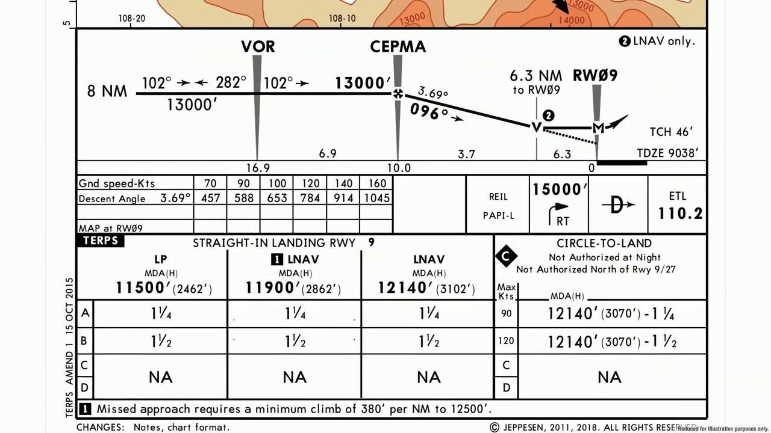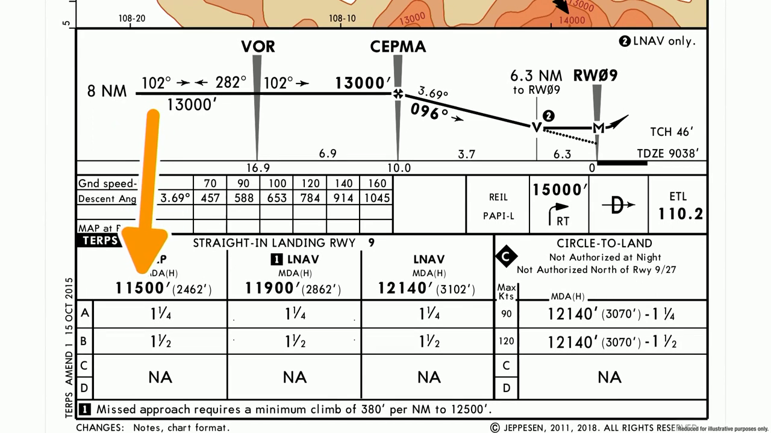So when you look at that, we basically have three sets of minimums, and they're climbing each time. We have localizer performance at 11,500 feet. We have LNAV/VNAV performance with a 380 feet per nautical mile climb gradient on the missed approach at 11,900, so 400 feet higher. And then we have a basic LNAV, which is using 200 feet per nautical mile missed approach climb gradient, and that goes up another 240 feet. So it's 12,140. What's the difference? The difference is the tolerances or the precision that you'll be flying at on this procedure. An LP procedure is a localizer performance. So LP minimums require your GPS or RNAV system to give you localizer performance guidance.